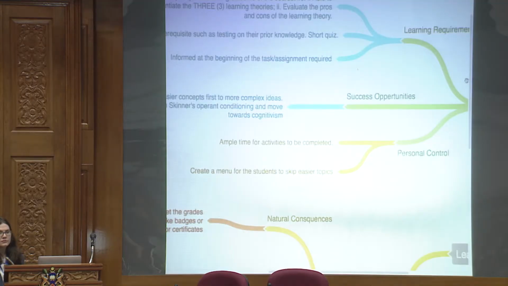As far as success opportunities, we have to introduce the easier concepts first, then more complex ideas. For example, we start with operant conditioning and move towards cognitivism to connect them from the easier to how the paradigm changes. For personal control, we give them ample time for activities to be completed.